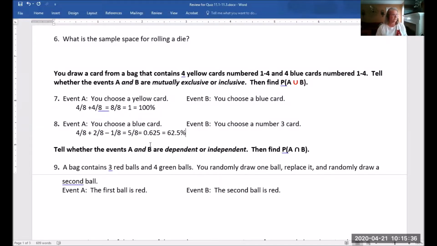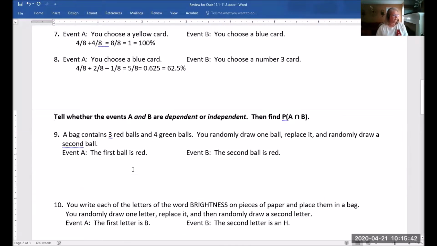Yes. Okay, so if not, you need to ask me a question now, okay? So now we're going to talk about this next set of questions, number 9. It says, tell whether the events A and B are dependent or independent. Now, again, why do I know that I'm talking about dependent and independent? Because this is an and statement.